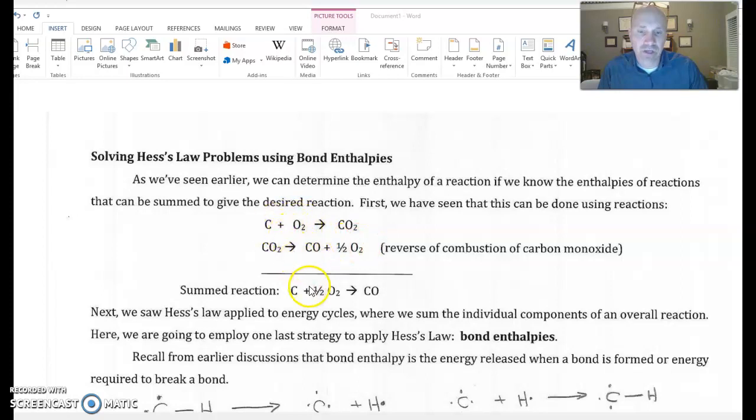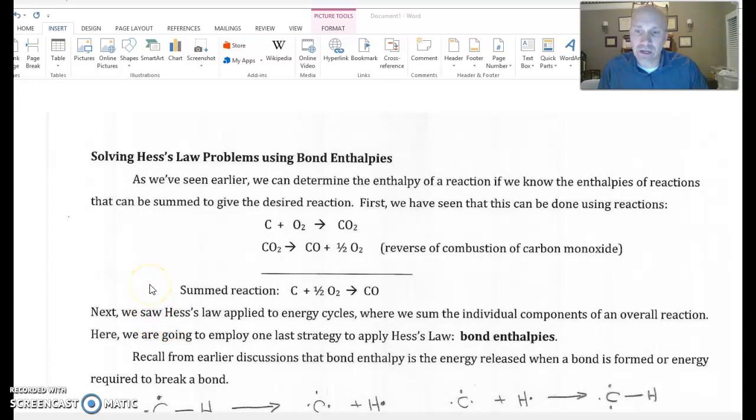And we could just bring down everything that doesn't cancel out. And so if we know the enthalpies for these two reactions, we know that the sum of those will give us the enthalpy of this third reaction. Again, this should be a review of having seen this before.